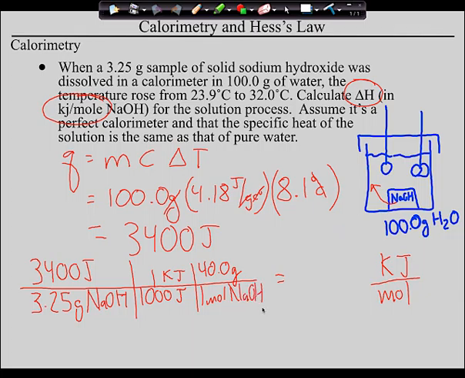Now we can do some math. 3,400 divided by 3.25, divided by 1,000, times 40. And again, two significant digits, I get 42 kilojoules per mole.